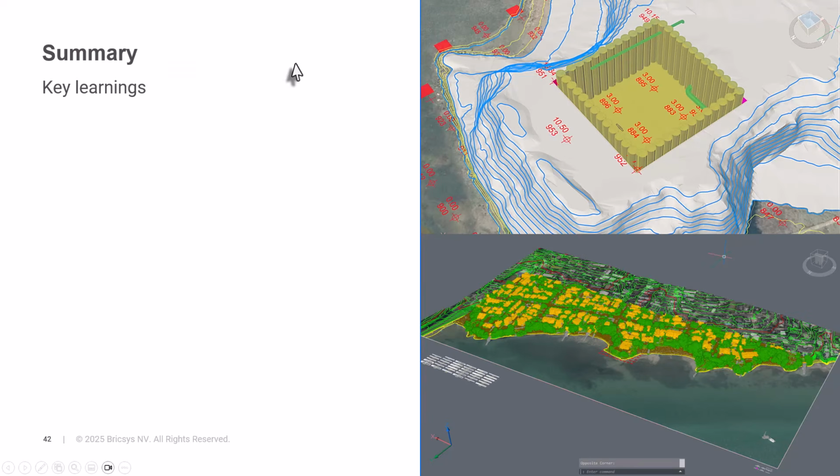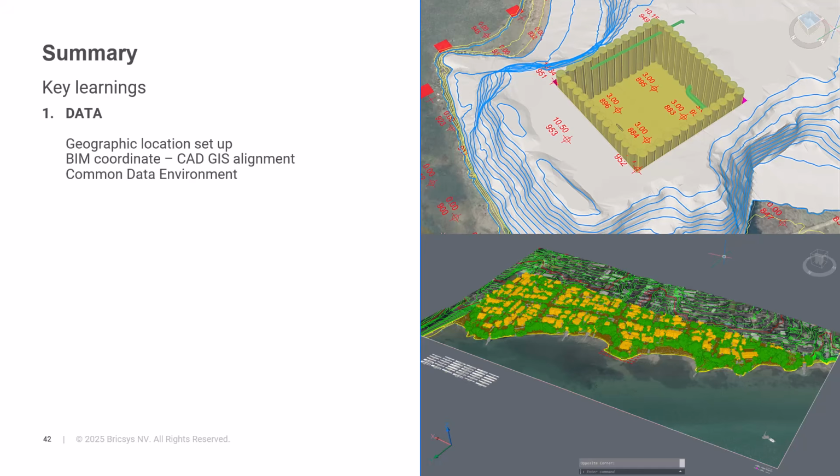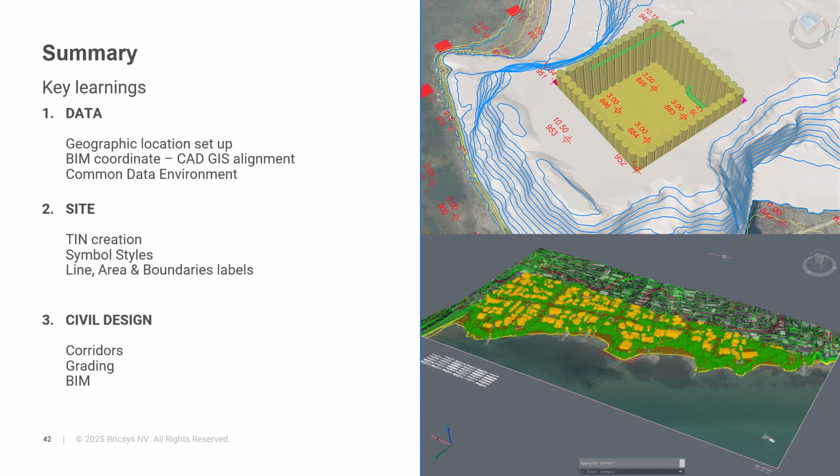So to summarize the key learnings, the takeaways for today, we did this again in 3 parts. So the first part we covered today was working with data, geographic location setup, coordination between BIM and CAD packages, working with a CDE. We also looked at tools to create tin surfaces via point clouds and CAD contours. We used some of the symbol styles and the line, area, and boundary labels for the Esri shape metadata. And we finished up with some of the tools for civil site design, including corridors, grading, and building information modeling.